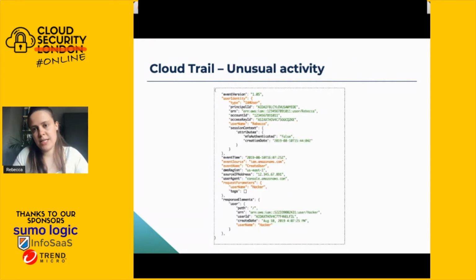Finally, we said we wanted to detect unusual activity. Similarly, the CloudTrail log will tell you the user and the activity that has taken place. In this example, we've got username Rebecca, and the event name is this time CreateUser. Rebecca has tried to create a user called Hacker. Again, the CloudTrail log is just telling you what's happened. You do need to overlay some intelligence to say, what is unusual activity? How do I know that that's okay or not okay?